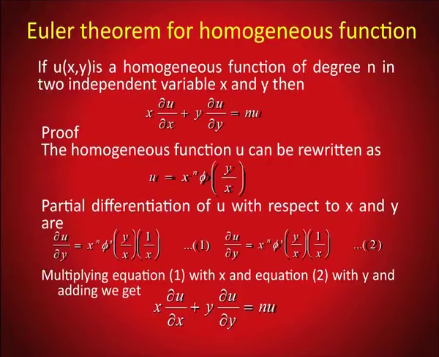u = x^n φ(y/x). The partial derivatives of u with respect to x and y are given as ∂u/∂x = x^n φ'(y/x) multiplied by (−y/x²) plus n x^(n−1) φ(y/x), and ∂u/∂y = x^n φ'(y/x) multiplied by 1/x. Multiplying equation 1 by x and equation 2 by y and adding, we find x ∂u/∂x + y ∂u/∂y = nu. Hence, the theorem is proved.